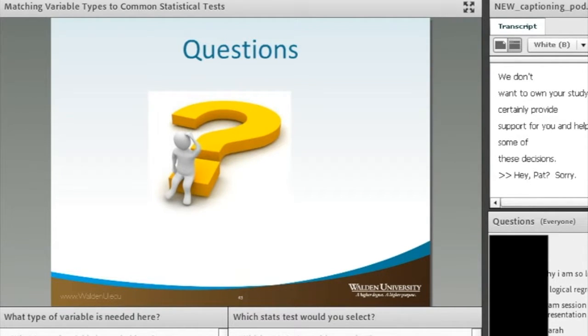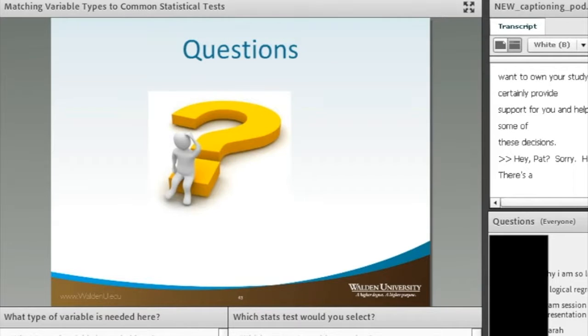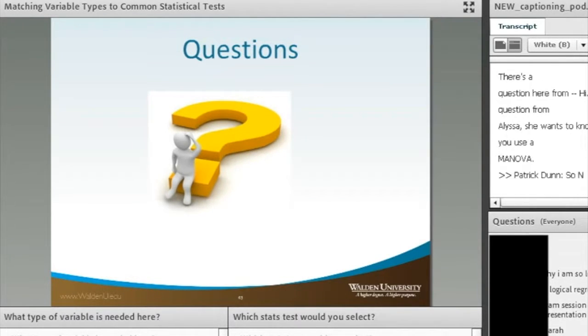There's a question here from Alyssa. She wants to know, when would you use a MANOVA? Yeah. So MANOVA is a very advanced method.